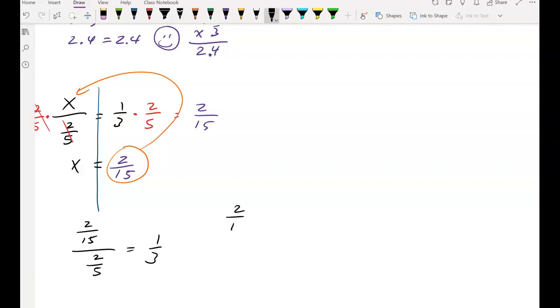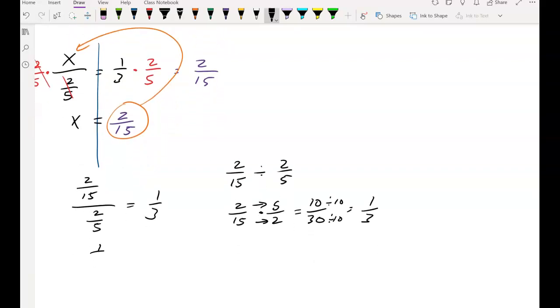Well, let's go over here. 2/15 divided by 2/5. That's the same thing as 2/15 times its reciprocal, which is 5/2. Multiply straight across. 2 times 5 is 10. 15 times 2 is 30. Simplify that by dividing both of those by 10. 10 divided by 10 is 1. 30 divided by 10 is 3. And that's 1/3. So yes, 1/3 does equal 1/3. We have found the solution.